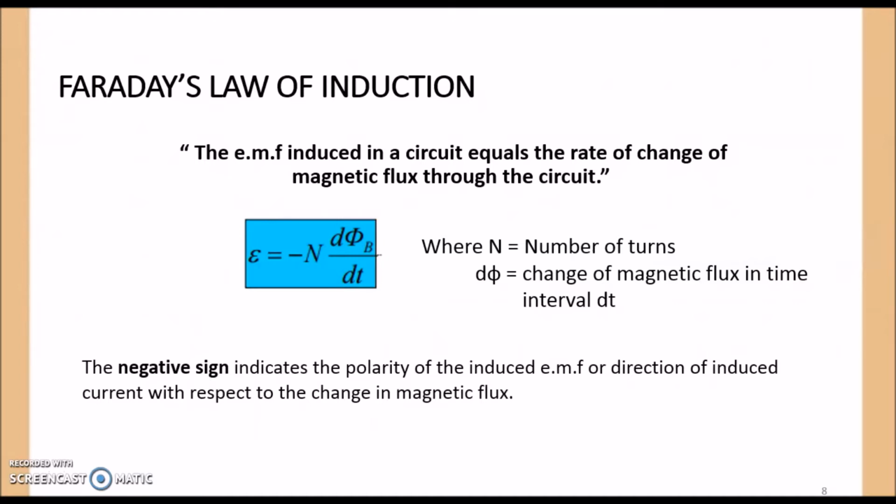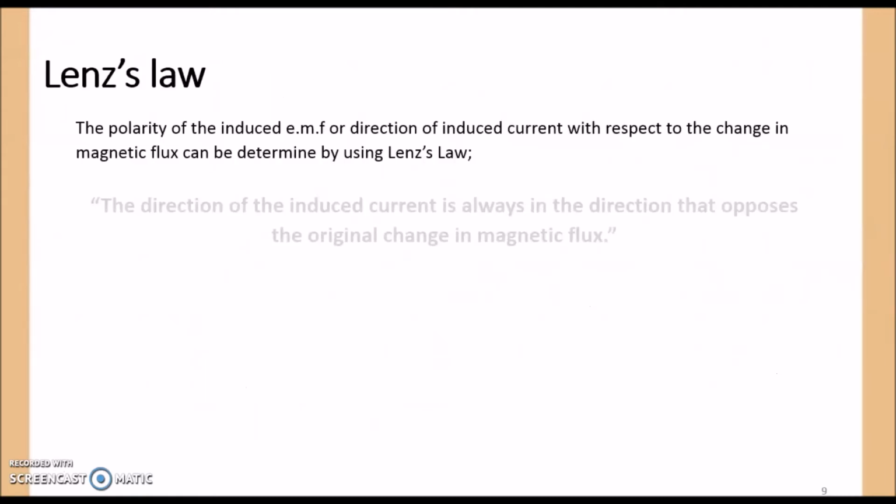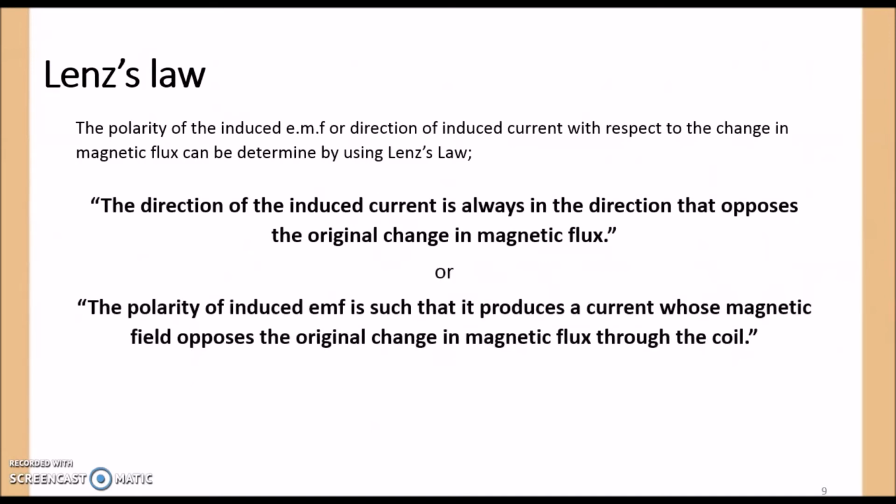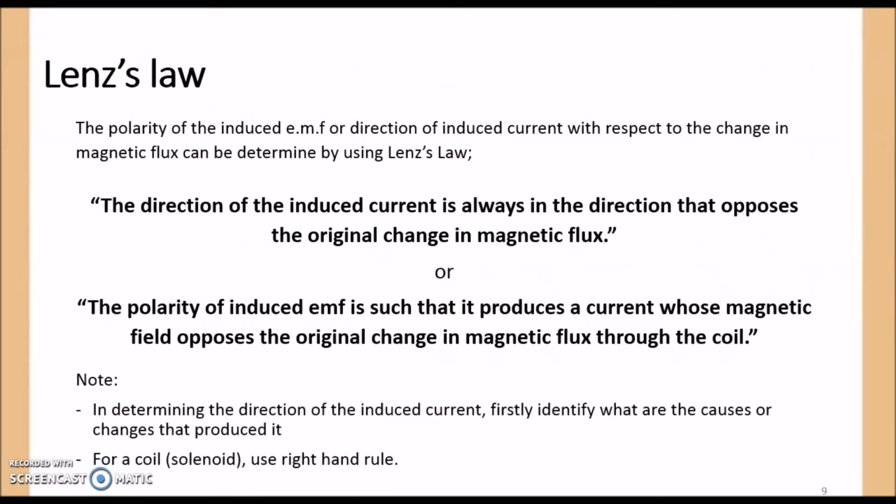So, to find the change of magnetic flux, we are going to use the equation magnetic flux equals BA cos theta. By definition, the EMF induced in a circuit will equal the rate of change of magnetic flux through the circuit. We are going to apply Lenz's law when we want to determine the direction of induced current. By definition, Lenz's law is that the direction of induced current is always in the direction that opposes the original change in magnetic flux. So, dia mesti melibatkan perubahan magnetic flux. From there, we will determine the direction of induced current in the solenoid.